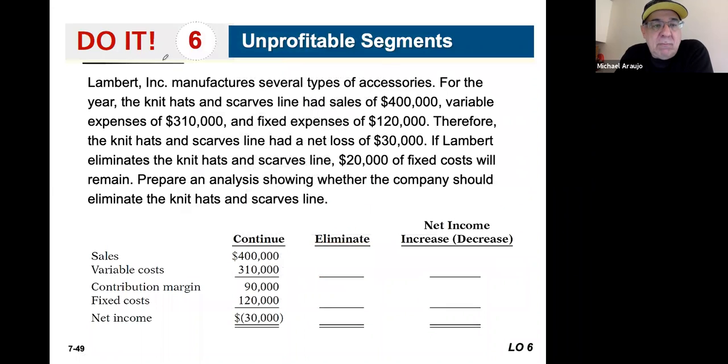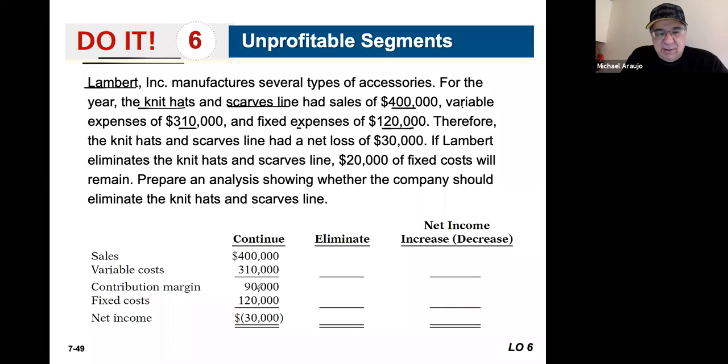All right. Your last little thing here is on page 290. It looks at, again, an unprofitable segment and whether you should continue doing it, even though it's losing money, or eliminate the segment. So Lambert here, they manufacture several types of accessories. They have hats, a knit hats and scarf line that had sales of $400,000. Their variable costs were $310,000. Their fixed expenses were $120,000. And you see that here in total.